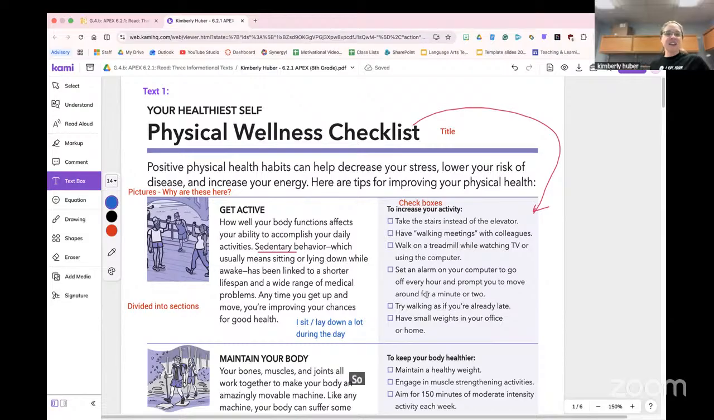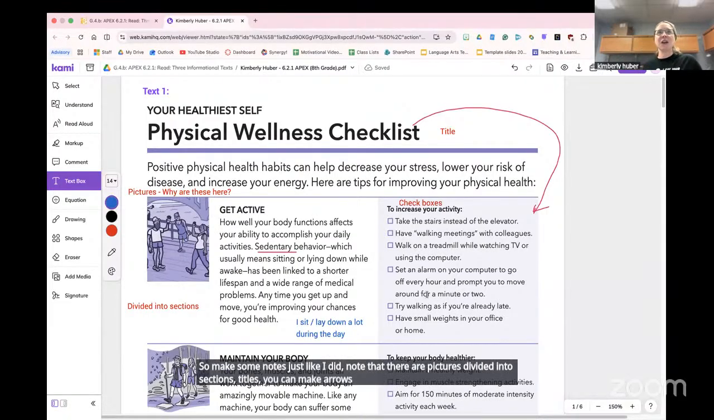So make some notes just like I did. Note that there are pictures divided into sections, titles. You can make arrows. You can do some sketch notes.